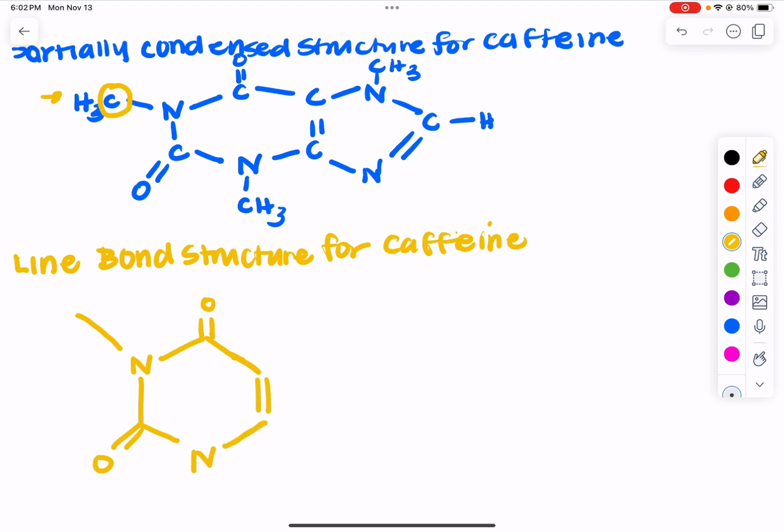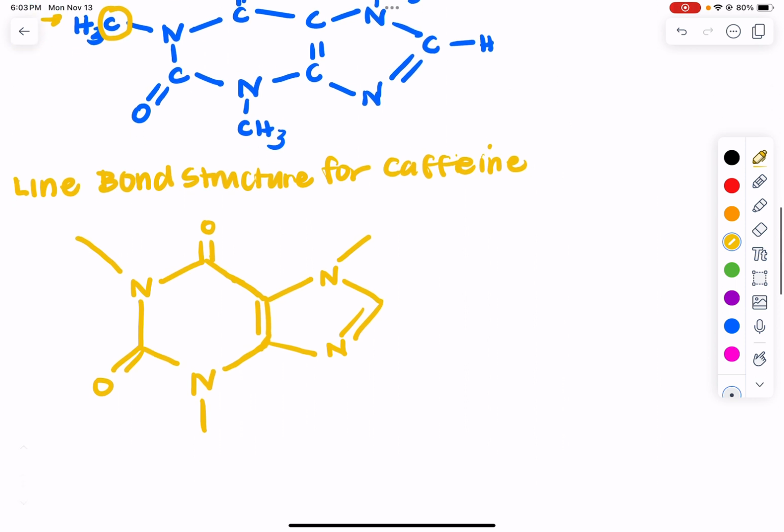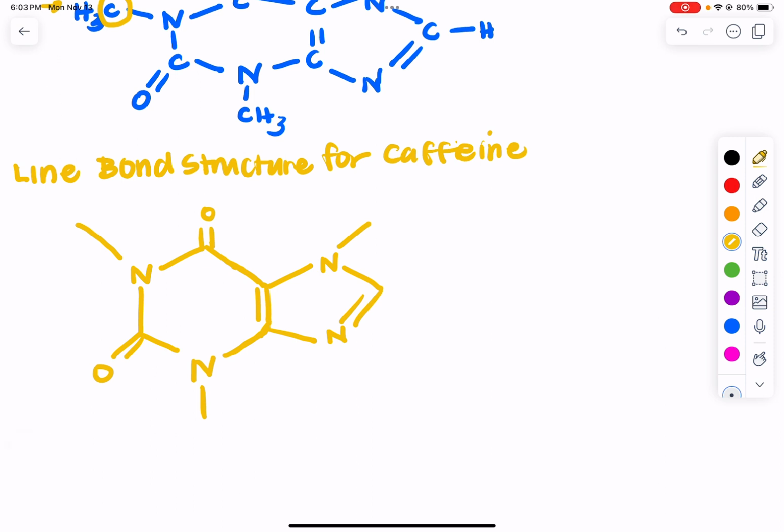We have a double bond in the middle. So these little vertices are carbons, okay? N. So this is the line bond structure for caffeine, okay?